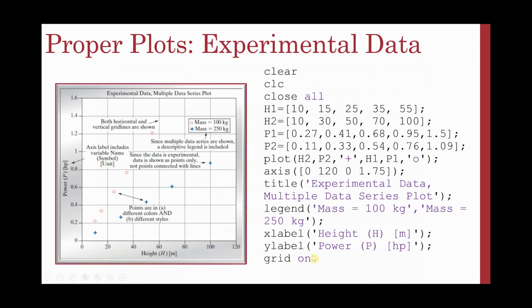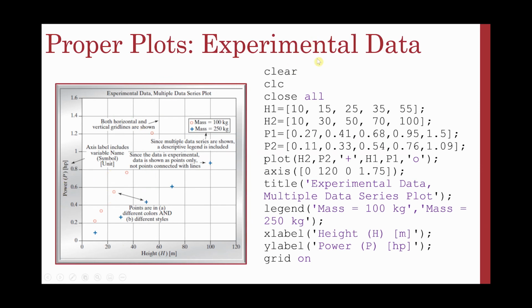Just different commands. So let's look at a graph of a proper plot here where we're plotting power versus height. We have two data series here: one for a mass of 100 kilograms and the other for a mass of 250 kilograms. Notice we have our grid lines on, we have axes labels.